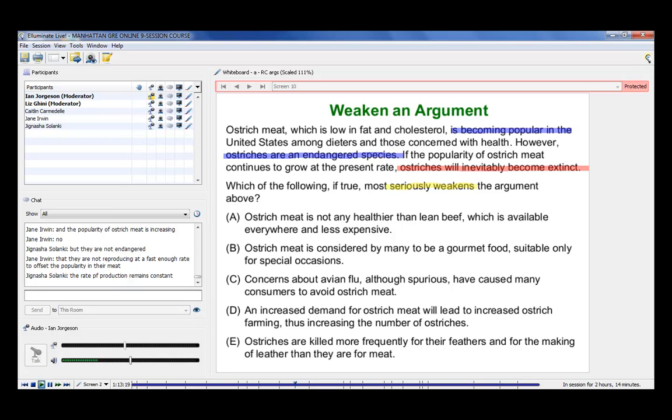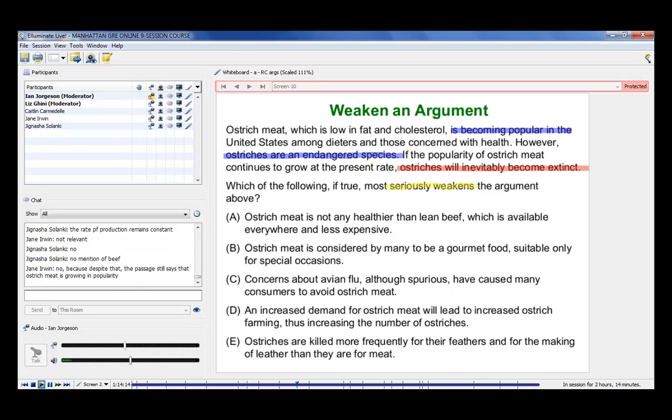Okay, so let's take a look at this. Ostrich meat is not any healthier than lean beef, which is available everywhere and less expensive. Does that weaken the argument? Why isn't it relevant? Doesn't that show us that people are going to eat beef instead of ostrich? Okay, no mention of beef, but let's be careful. Sometimes the answers to these sorts of questions can be, at least at first glance, appear to be out of left field. So it isn't whether or not the original argument mentioned beef, it's whether beef weakens the argument.